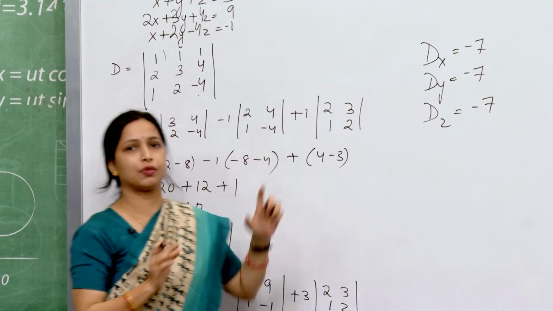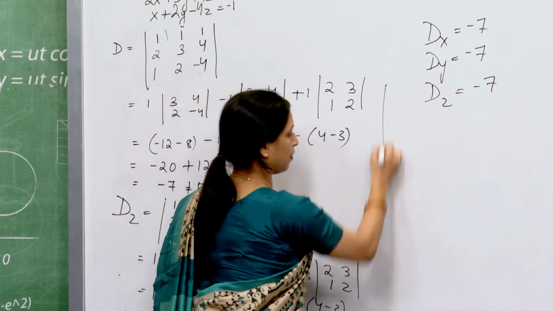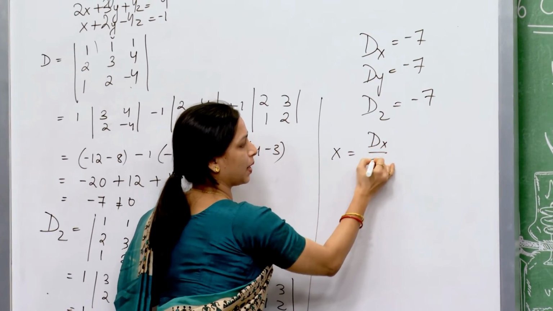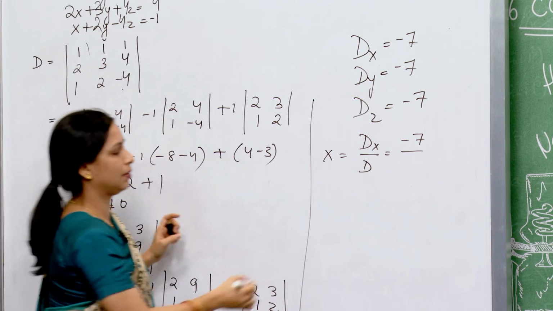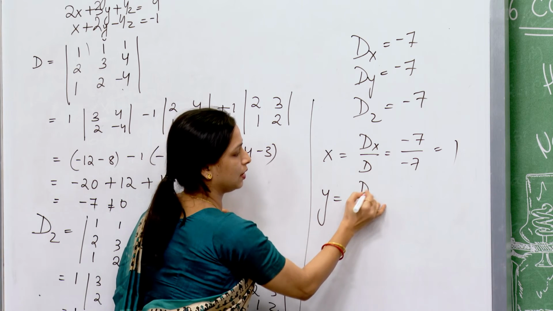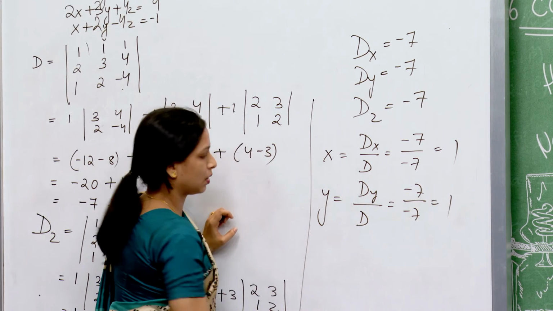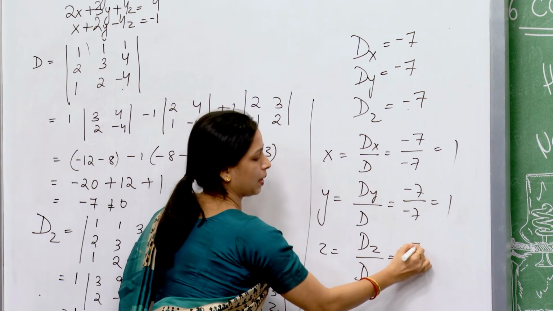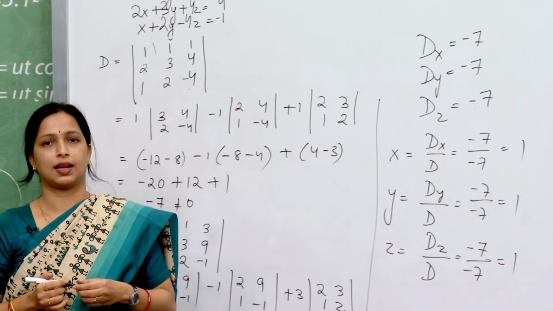So, now we have got all our determinant values. Now we just have to use the formula to get the values of the unknown variables. So, x equals dx by d. So, dx we know is minus 7 and d we have already found as minus 7. So, the answer is 1. Similarly, y equals dy by d, minus 7 by minus 7, 1. z equals dz by d, minus 7 by minus 7 equals 1. So, the values of x, y and z are 1.